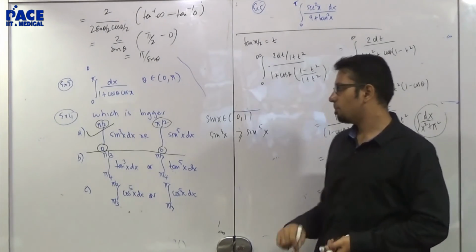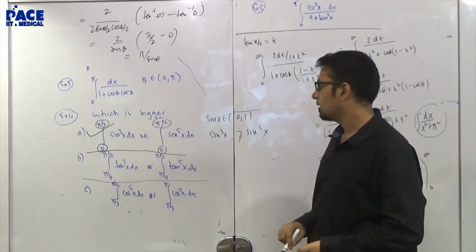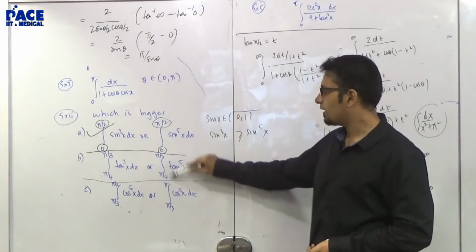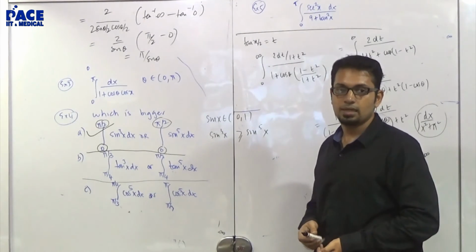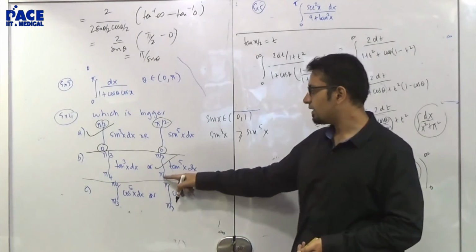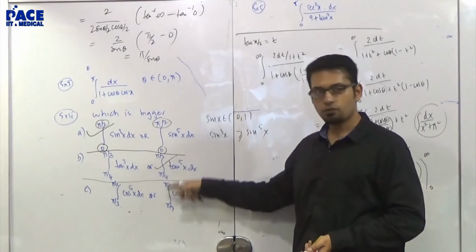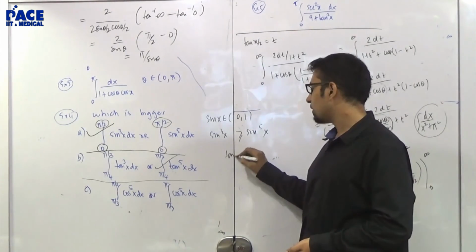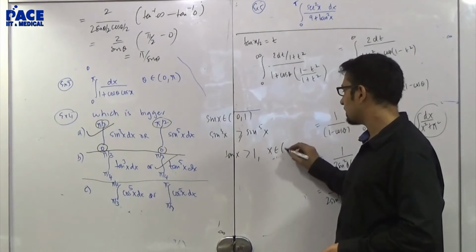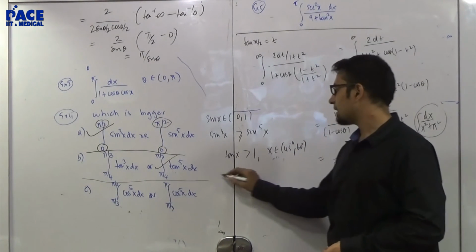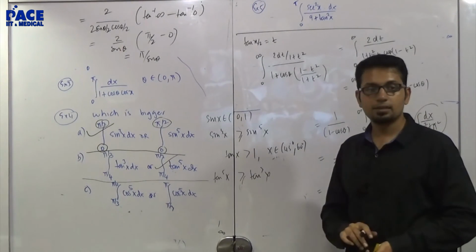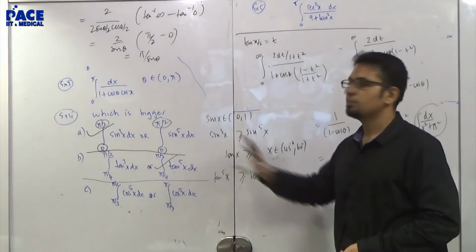Okay, the next one, B. Only tell me the answer. Tan cube x or tan raised to 5x, from 45 to 60? Tan raised to 5x. Why? Because if x is between the limits 45 and 60, then tan x is greater than 1. So in that case, tan raised to 5x would be greater than or equal to tan x. Is that clear? Okay, so therefore this function is bigger.